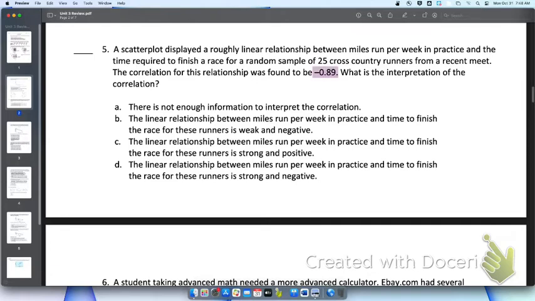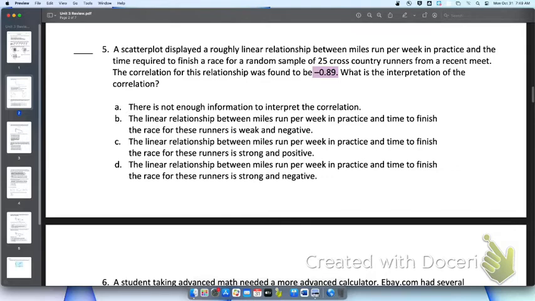What is the interpretation of that correlation? What does correlation tell you? Two things: direction and strength. All right, so what do you notice about the direction here? It's negative. How strong is it? Pretty strong. Okay. There is not enough information to interpret.